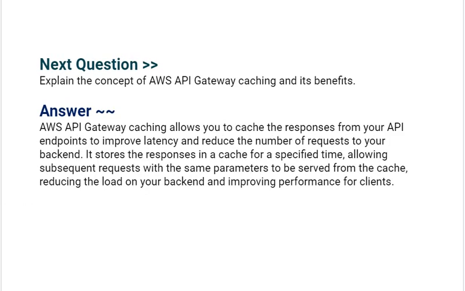Our next interview question is: explain the concept of AWS API Gateway Caching and its benefits. Your answer should be: AWS API Gateway Caching allows you to cache the responses from your API endpoints to improve latency and reduce the number of requests to your backend. It stores the responses in a cache for a specified time, allowing subsequent requests with the same parameters to be served from the cache, reducing the load on your backend and improving performance for clients.